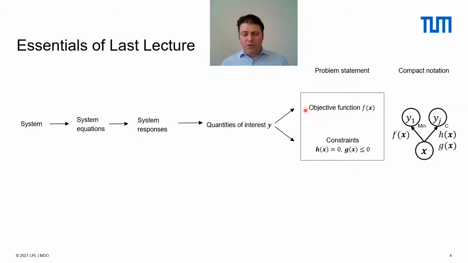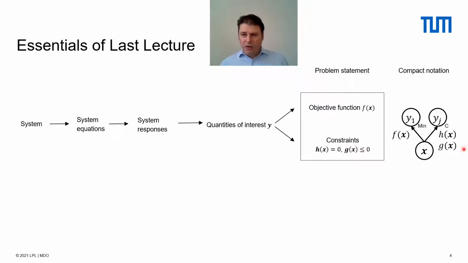And they are used in two places. One of them is the optimization statement about what needs to be minimized or maximized, and you express that using your objective function. And the second place for quantities of interest is when you formulate constraints on your optimization problem.